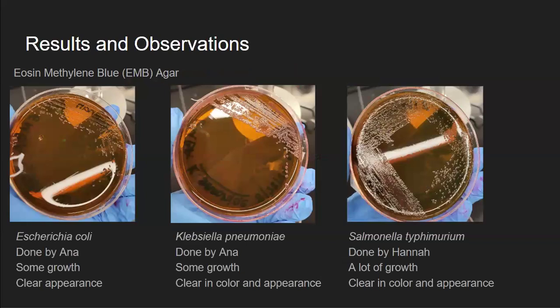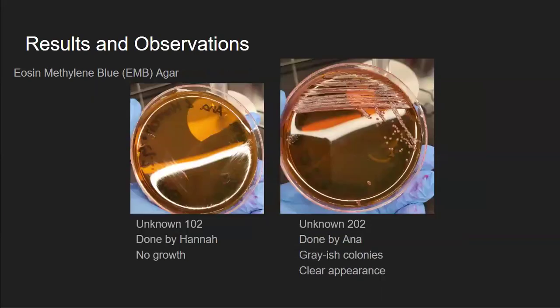Eosin methylene blue or EMB agar. For Escherichia coli, there was some growth with a clear appearance. Klebsiella pneumoniae, there was also some growth that was clear in both color and appearance. And for Salmonella typhimurium, there was a lot of growth, which was also clear in color and appearance. For unknowns, 102 had no growth, but 202 grew grayish colonies with a clear appearance.